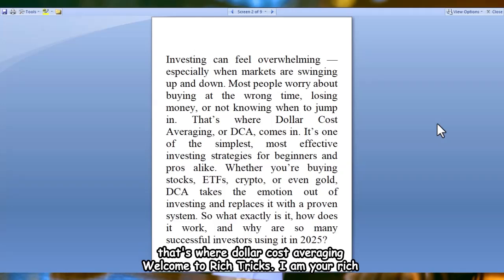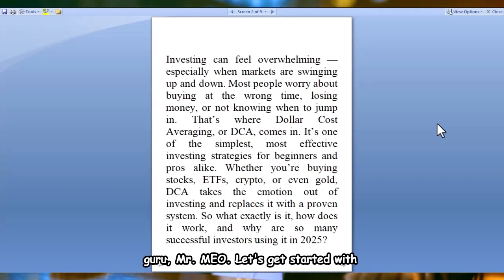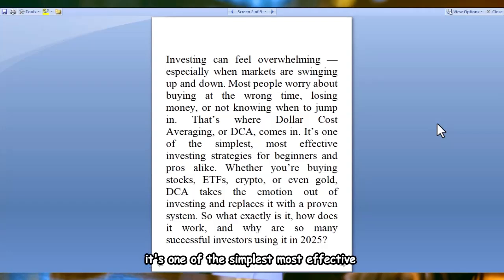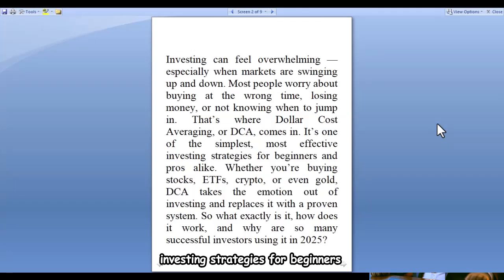Let's get started with dollar cost averaging, or DCA, one of the simplest, most effective investing strategies for beginners and pros alike. Whether you are buying stocks, ETFs, crypto, or even gold, DCA takes the emotion out of investing and replaces it with a proven system. So what exactly is it, how does it work, and why are so many successful investors using it in 2025?